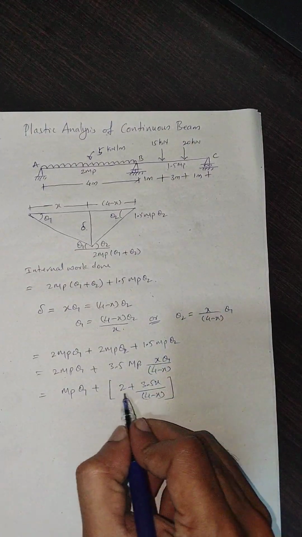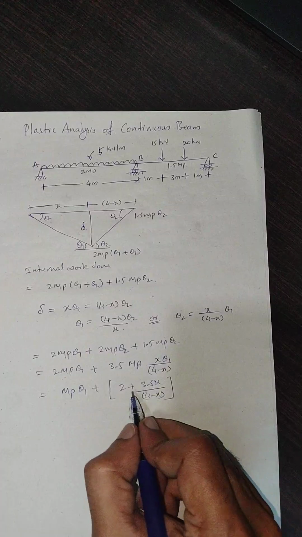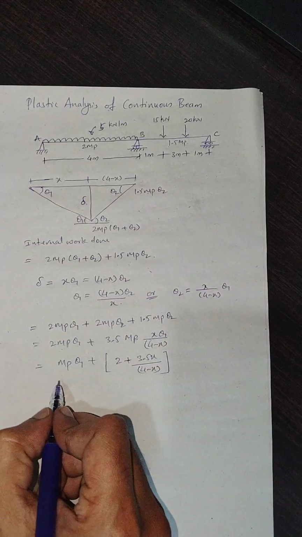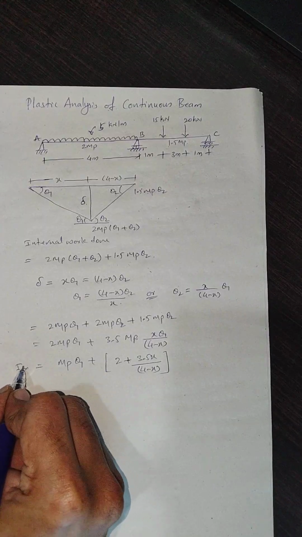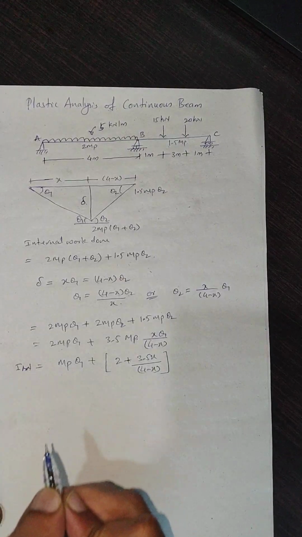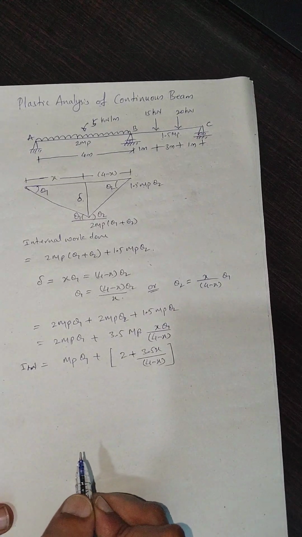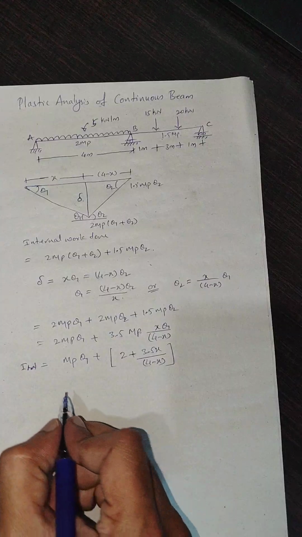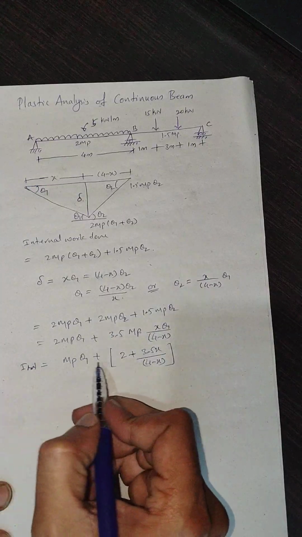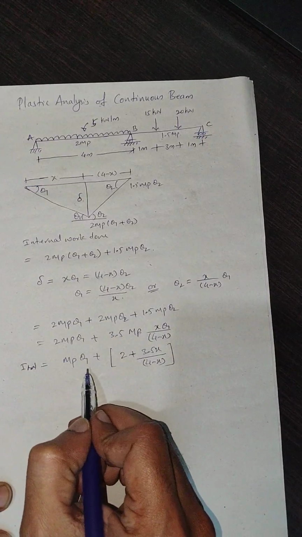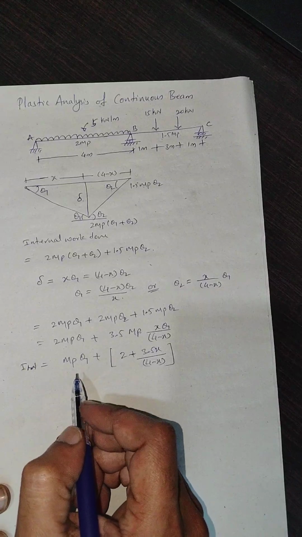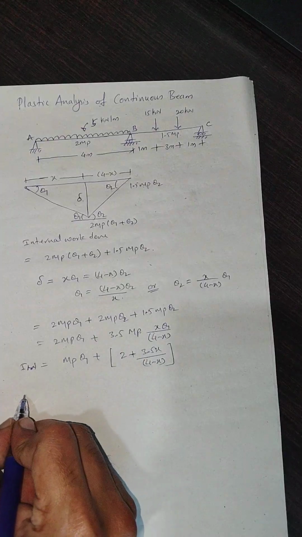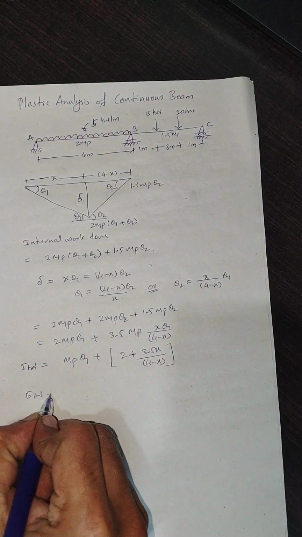Okay, now I just need to simplify this equation. This is the internal work done. I keep this Mp theta 1 as it is, along with this whole term, and now I write the external work done.